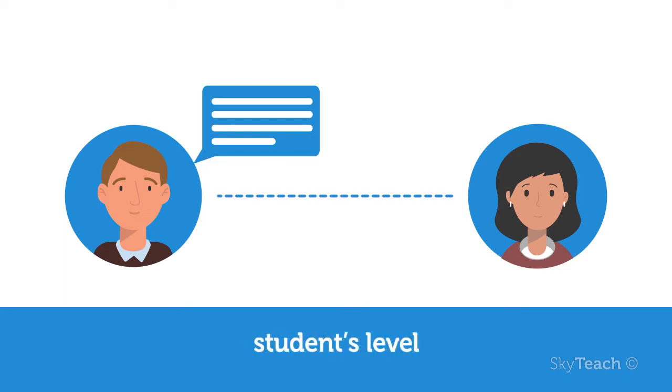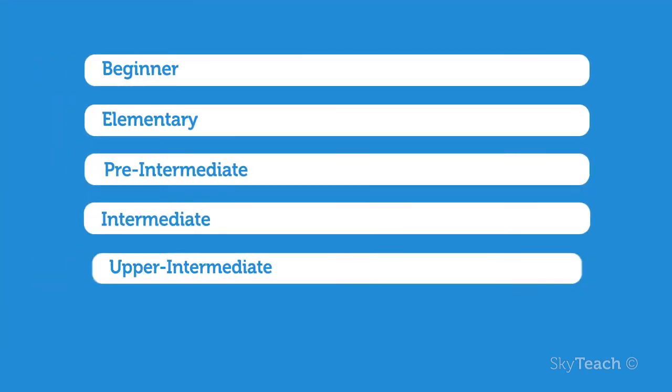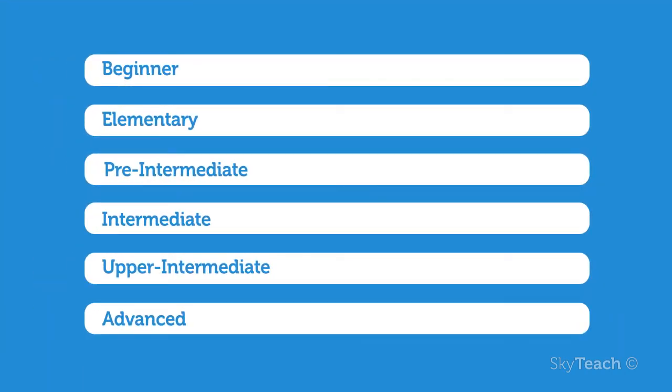Another factor is the student's level. Students at lower levels tend to speak less due to their lack of knowledge and ability to speak in English, whereas those in the upper levels will be more eloquent. Let us look at the percentage of TTT appropriate for each level in one-to-one lessons.